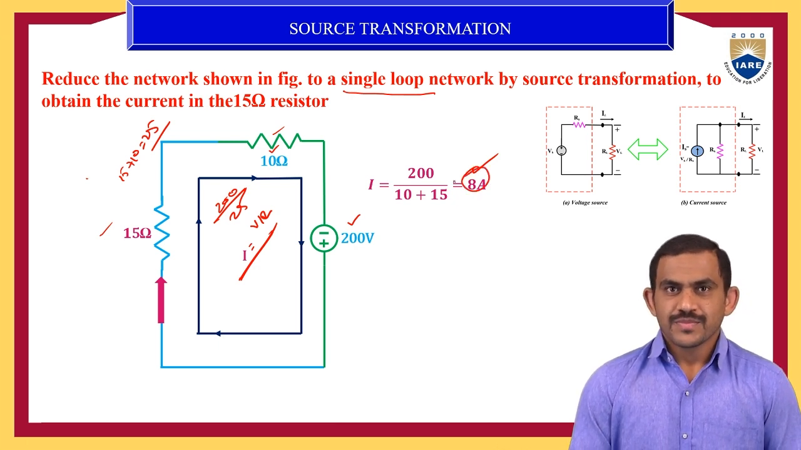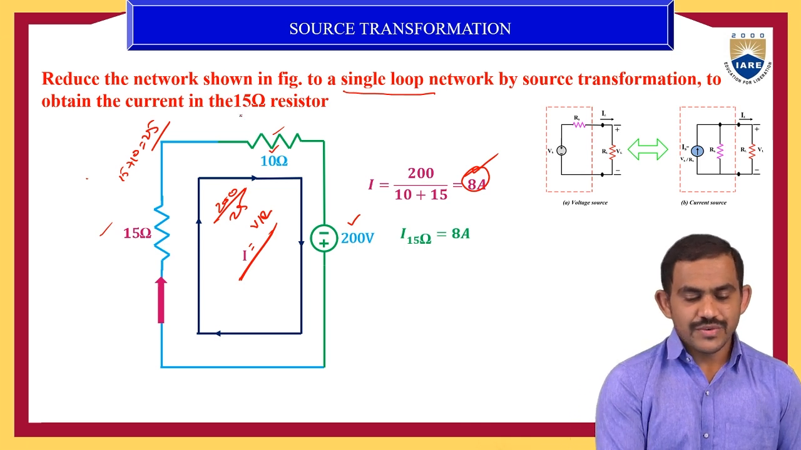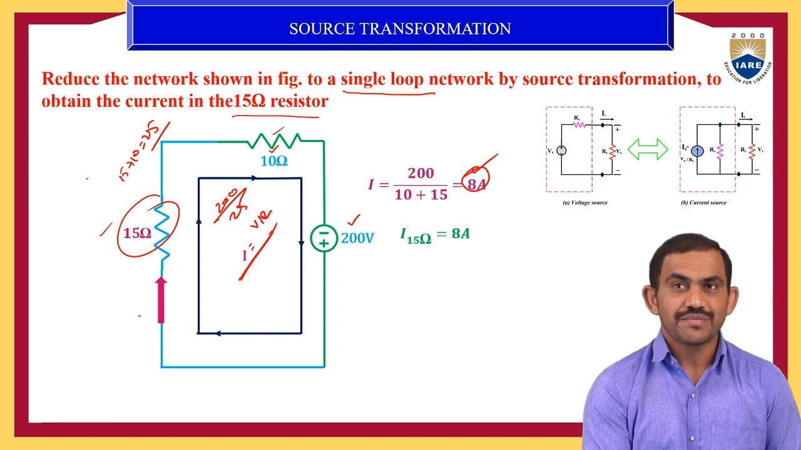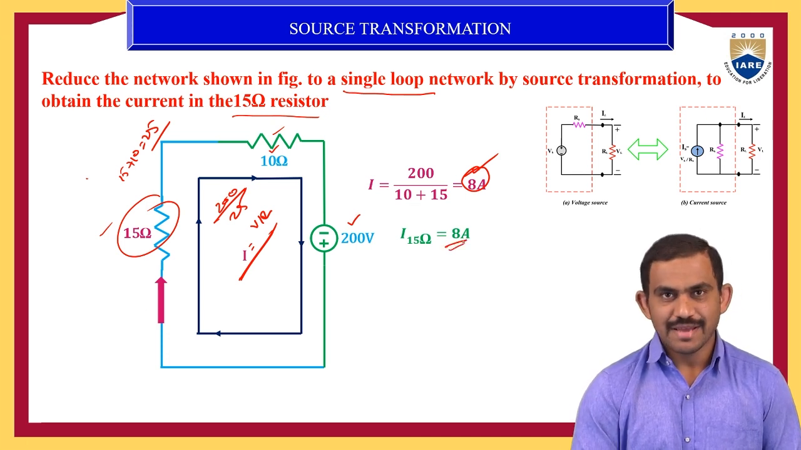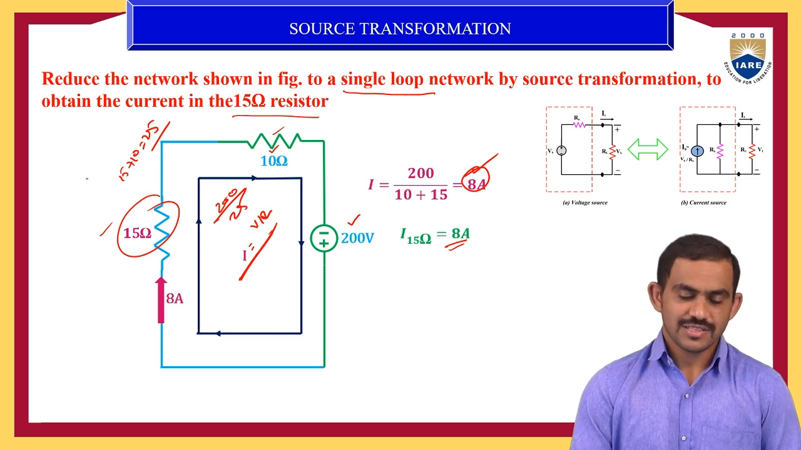Now you got the current, and we require the 15 ohms current. So at 15 ohms I equal to 8 amps. Your 15 ohms current is also 8 amps. That is upward direction, same upward direction.